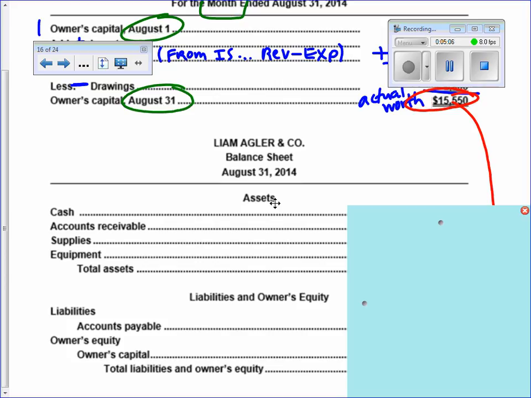Where would we be getting all of these from? Cash, AR, supplies, equipment, the accounts payable, and the owner's capital. Remember we had all those accounts listed in that big transaction thing that I actually had you write in the book with? You remember that yesterday? That's where we got all those. That's how you'd know what's what.